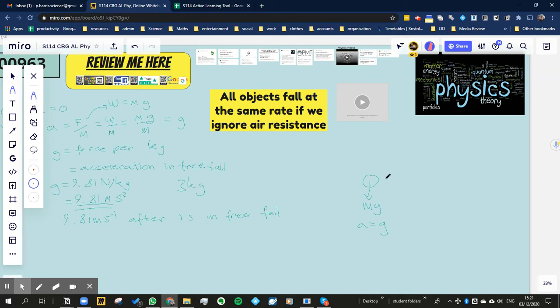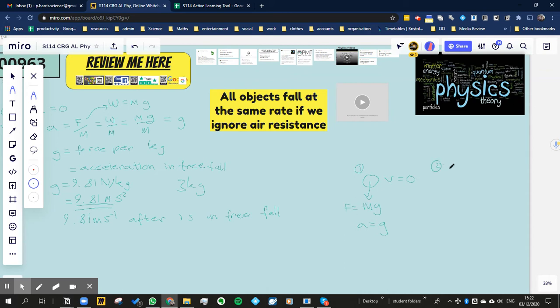Now, at this point the velocity is 0. I'm using the general symbol v for velocity there, because we're talking about the velocity at this very moment. We're not talking about starting or finishing velocity. This is when it's just about to start moving. It hasn't started moving yet. The acceleration is g, and the resultant force is mg.